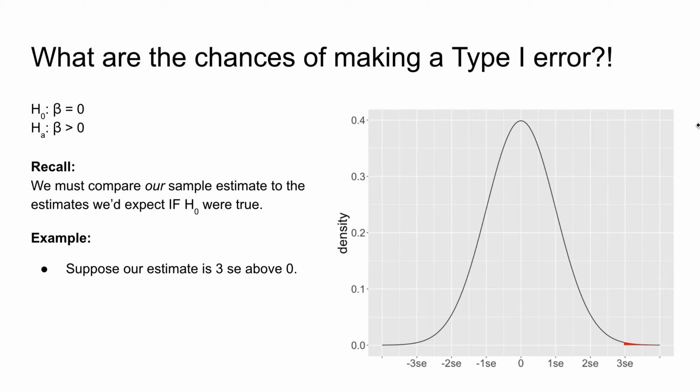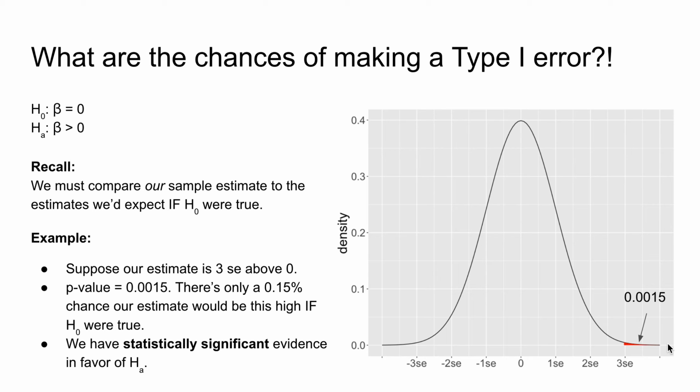With this in mind, suppose our sample estimate happens to be 3 standard errors above 0. By the 68, 95, 99.7 rule, there's only a 0.15% chance that our estimate would be this high if the null were true and beta were actually 0. That is, the p-value for our hypothesis test is 0.0015. The rarity of this event, or the small size of the p-value, indicates that our sample estimate is not consistent with the null hypothesis. Thus, we have statistically significant evidence in favor of the alternative.